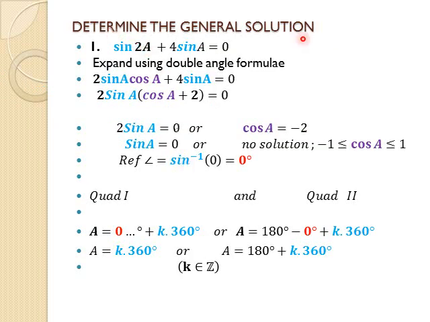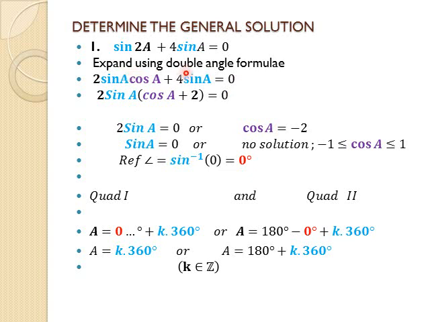Alright, so determine the general solution given sine 2A plus 4 sine A equals 0. I assume you know 2A means it's a double angle. It's being multiplied by 2. Now, when we double something, we always multiply by 2. So expand using the double angle formula. Sine 2A can only become 2 sine A cos A plus 4 sine A equals 0.